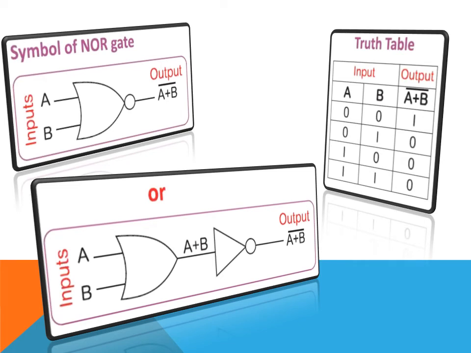This is the truth table for the NOR gate. Look, if the inputs are 0, 0, the output is 1. If the inputs are 0, 1, the output is 0. If the inputs are 1, 0, the output is 0. And if the inputs are 1, 1, then also the output is 0.